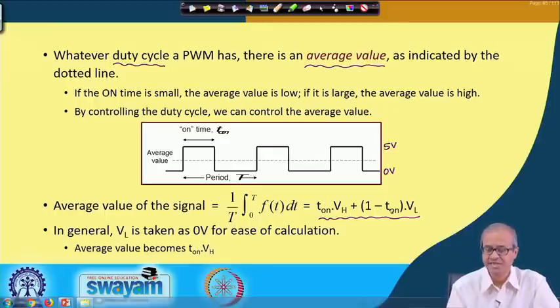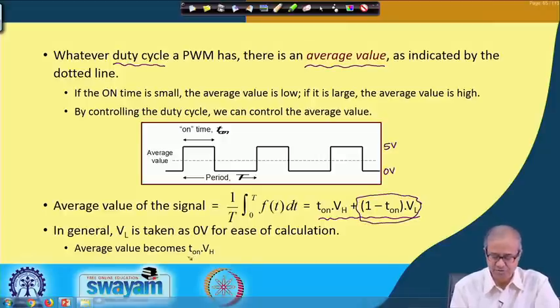And for most cases, the low level of voltage is taken to be the ground voltage, 0 volt. So, if V L is 0, the second term will disappear, it will become 0. So, your average value will be only T on multiplied by V H. So, by adjusting T on, the average value becomes proportional to the on period, or the duty cycle indirectly. If the time period is constant, duty cycle is proportional to T on, which in turn is proportional to the average value.